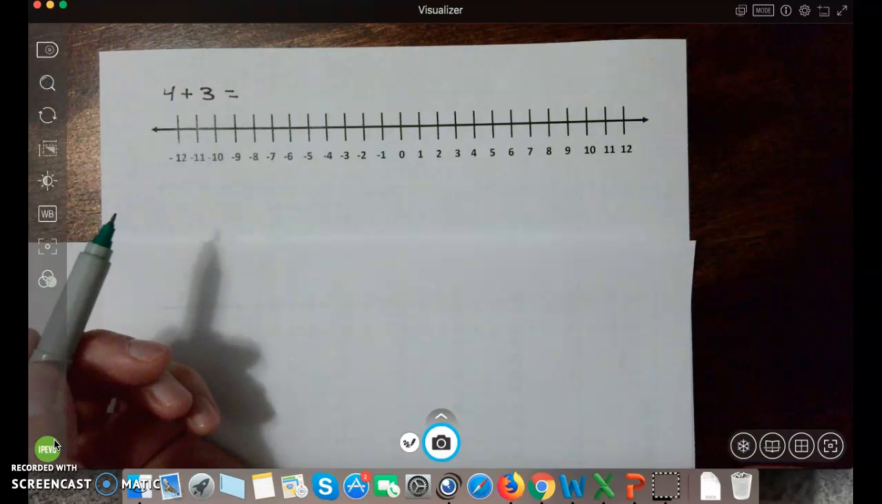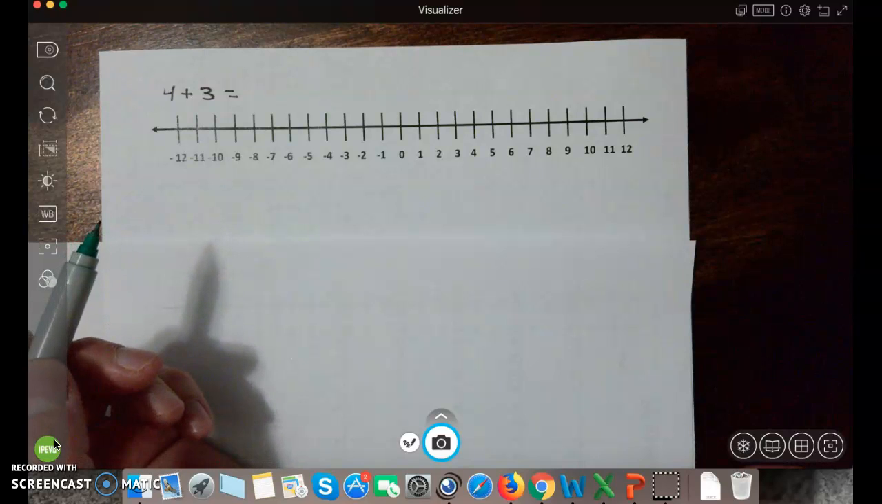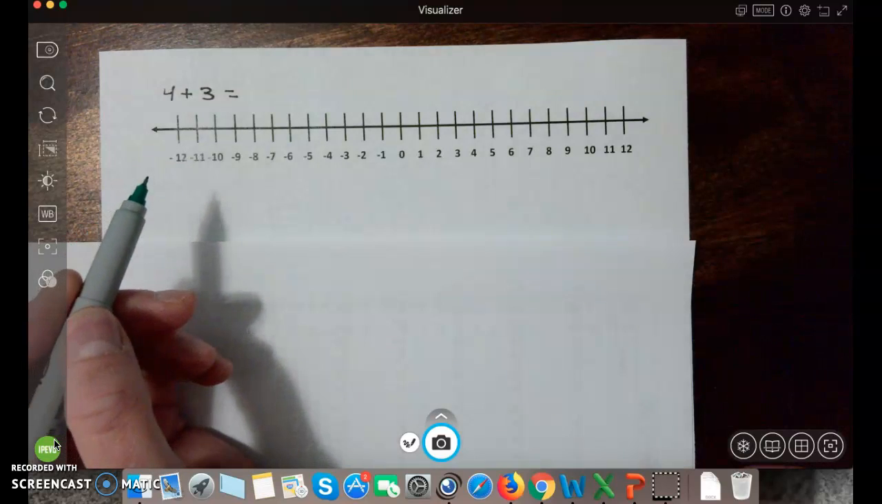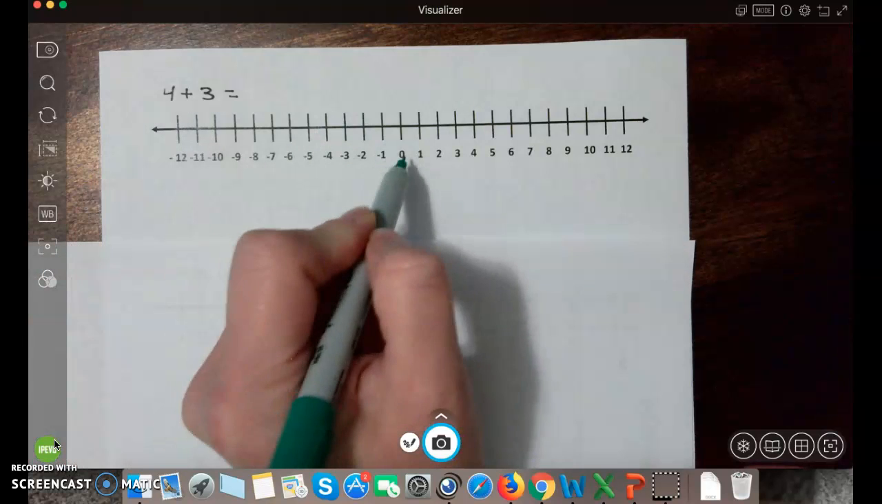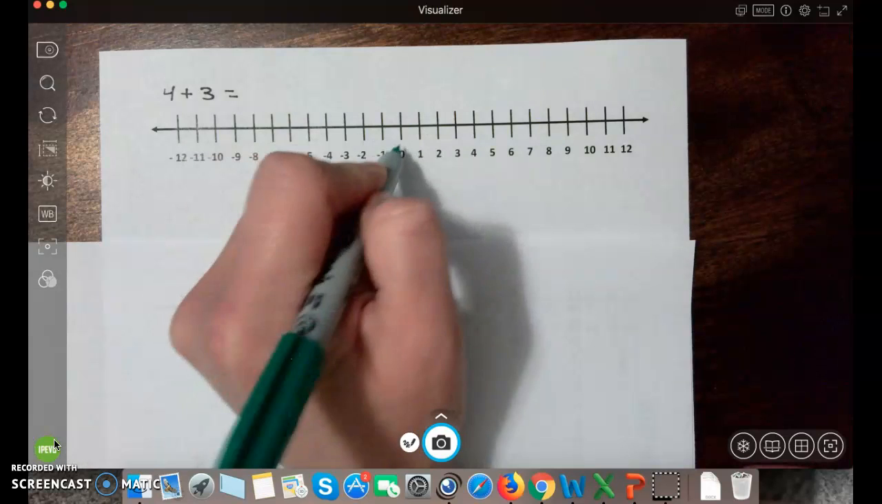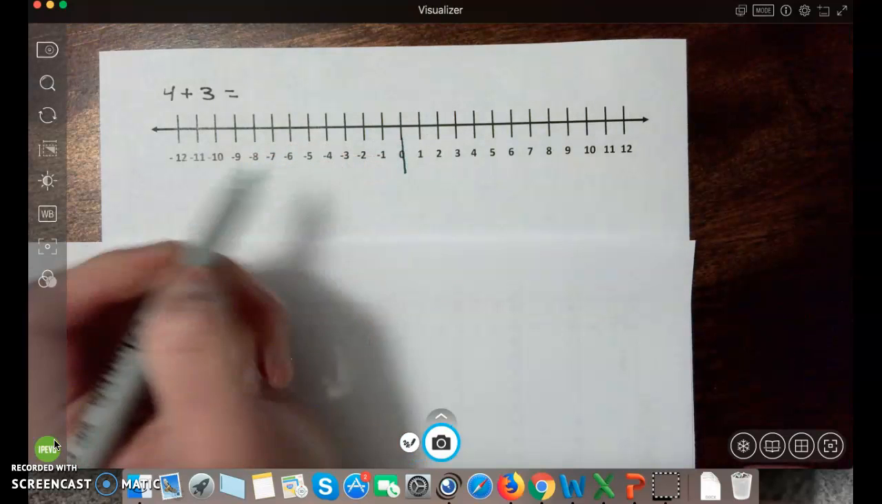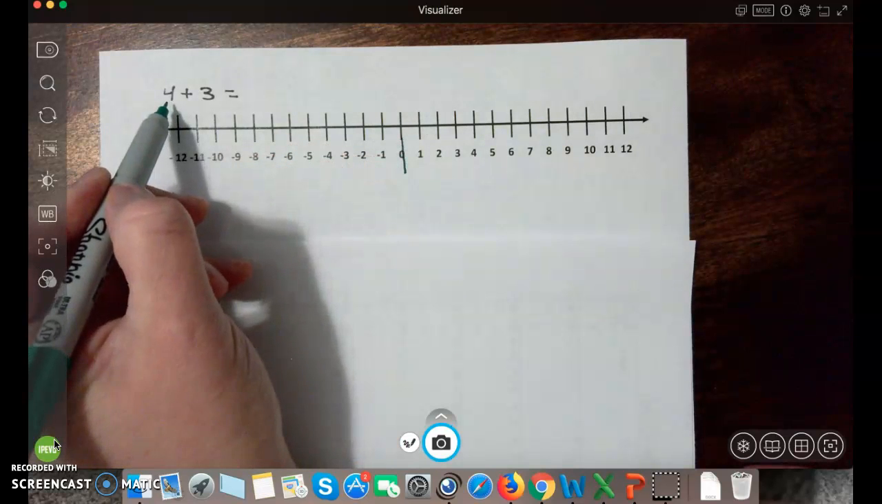Whether they're both positive numbers, they're both negative numbers, or we're adding one of each, we can use a number line to find our answer. Whenever we're adding on a number line, you want to start at 0. So I'm just going to draw a line down here to start at 0. And we want to add 4 plus 3.